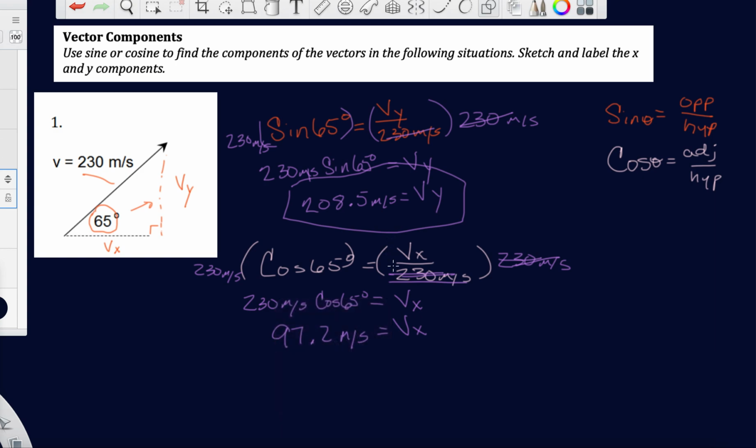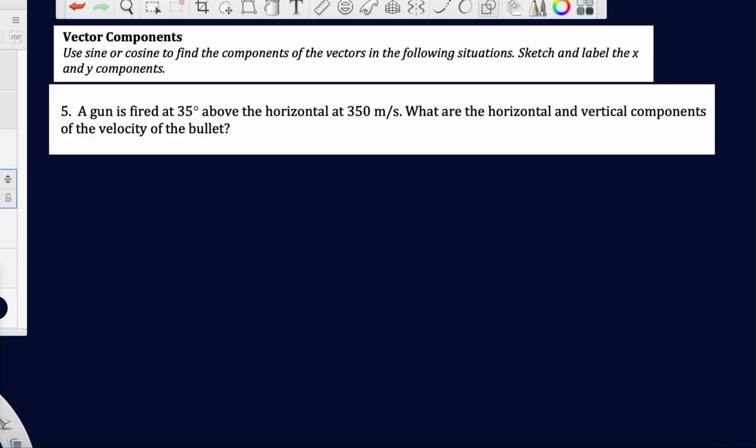I'm going to boost up the sound a little bit. There we go. So now we have x and y components of our vector. So I'm going to get rid of this and move on to the next one.